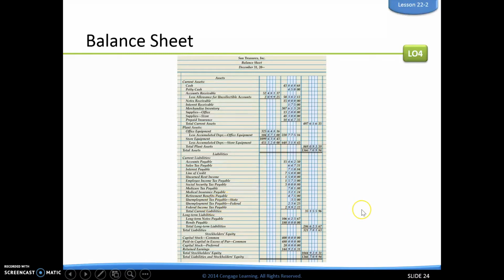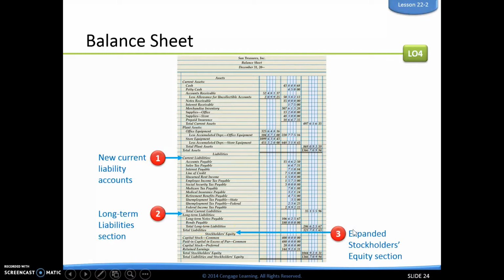So when we look at this, here's our assets. This part really didn't change. This stayed the same. However, now we have this new heading for current liabilities and listing all of our current liabilities here. We have a total for current liabilities as well. Then we have our long-term liability section, which is new. We didn't have that before. Those are our payables and our bond payables. And then we have our expanded stockholders' equity section, which shows the capital in excess of par and preferred stock.